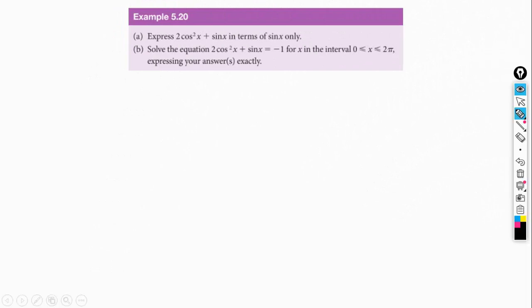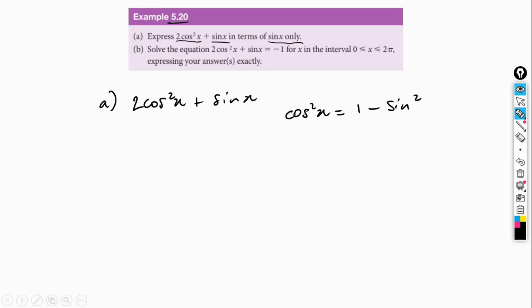So let's continue with example 5.20. And for part A, it says express 2 times cosine squared of x plus sine of x in terms of sine of x only. So 2 times cosine squared of x plus sine of x in terms of sine of x only. So we need to use the identity from the Pythagorean identities that says that cosine squared of x is equal to 1 minus sine squared of x.